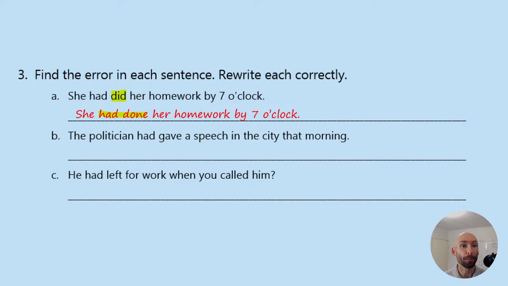Okay, the next one. "The politician had gave a speech in the city that morning." It looks like here we've got the same problem. Gave is the past form of give, but we need the past participle, which is given. The politician had given a speech in the city that morning.